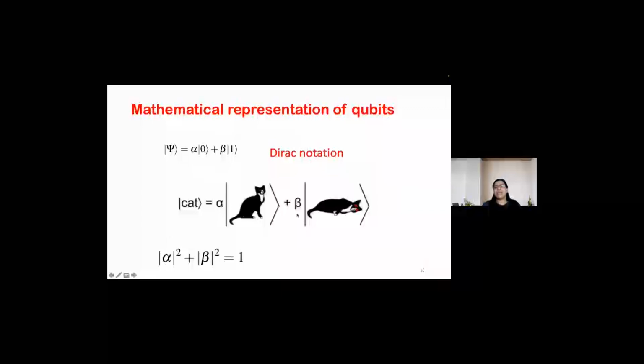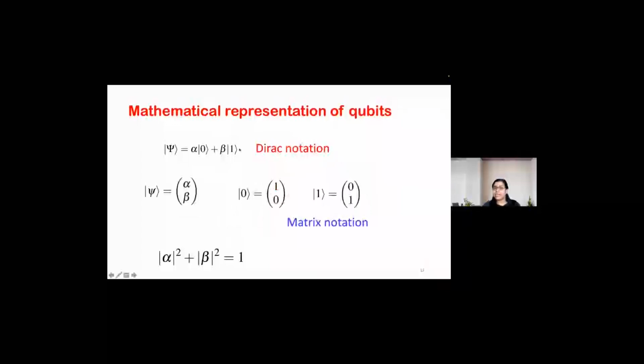However, we always normalize alpha and beta. Their modulus squared gives the probability for this cat to be in either the living state or the dead state. That's why mod alpha squared and mod beta squared are very important. It's called normalization when mod alpha squared plus mod beta squared is equal to 1. So that's one way of mathematically representing the qubits.